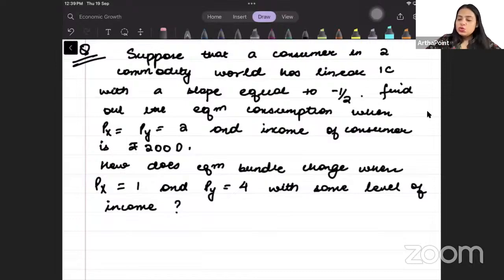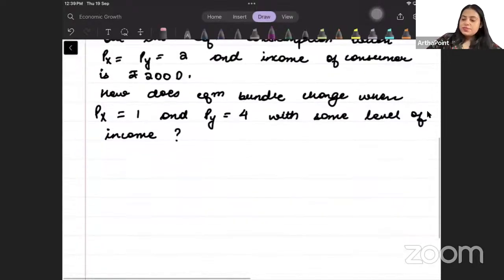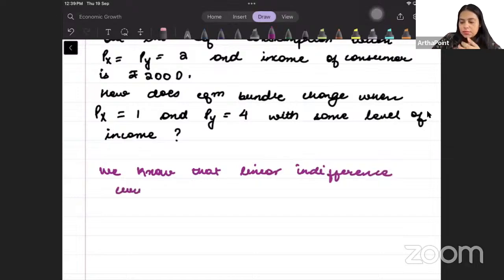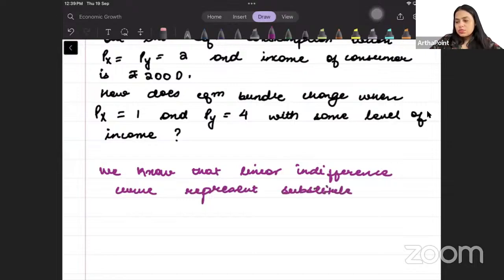Suppose consumer in a two commodity world has linear indifference curve. So we know that linear indifference curve represents which goods? Substitute goods. Whenever we have a linear indifference curve, linear means these are lines, right? So these represent substitute goods.